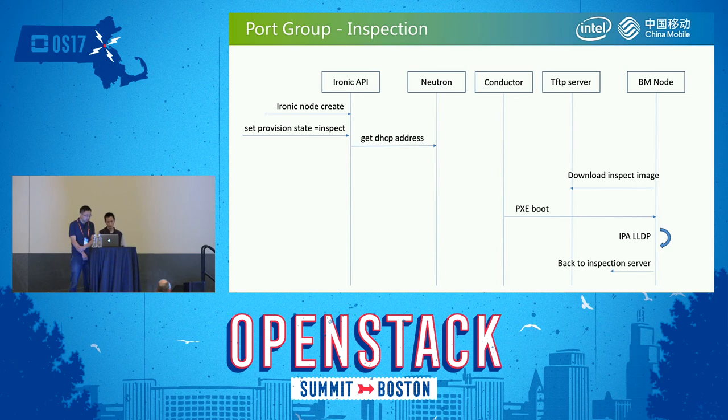It will get the DHCP address from Neutron, download the inspect image from the TFTP server, and PXE boot the nodes. Once the nodes boot up, it will load the inspect image, which has the IPA agent in it. The IPA agent will do the inspection to collect all the hardware information of the bare metal nodes, which includes the network card and the LLDP information. The agent will send all this information back to the inspection server. The inspection server will then format all this information and put it in as the Ironic port property.